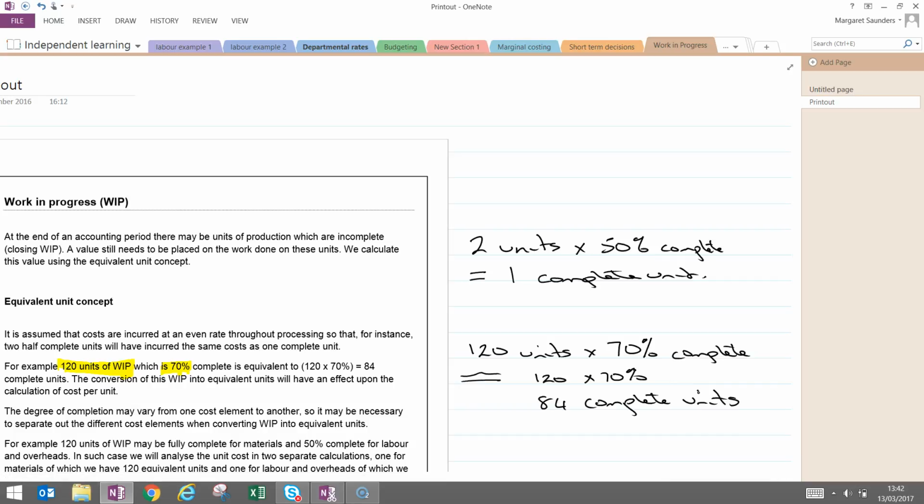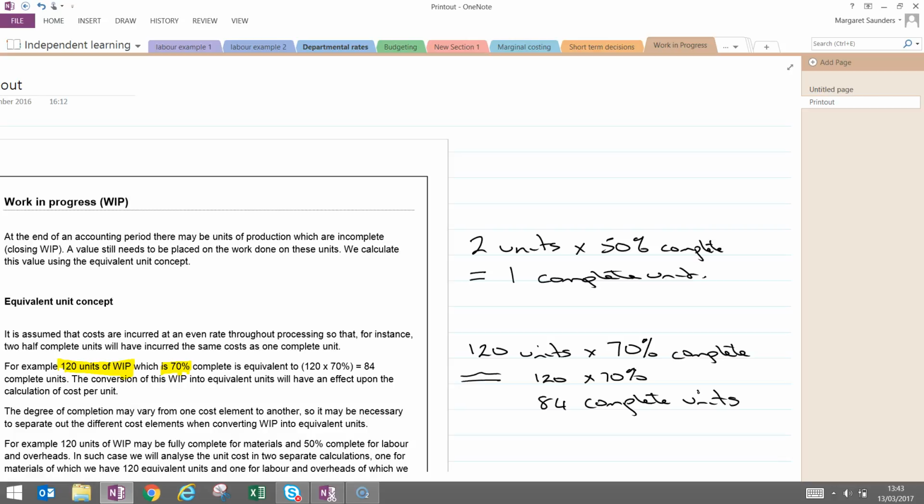We look at how many units of work in progress we have. We make an estimation as to how complete those units are, and then we calculate the equivalent number of complete units.